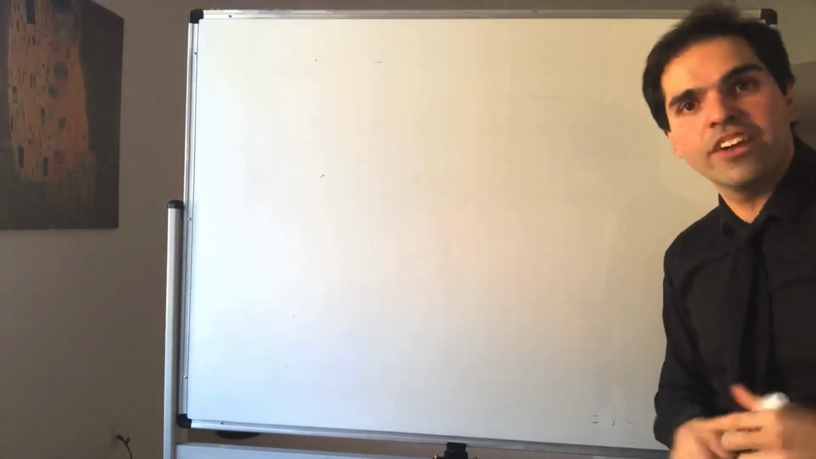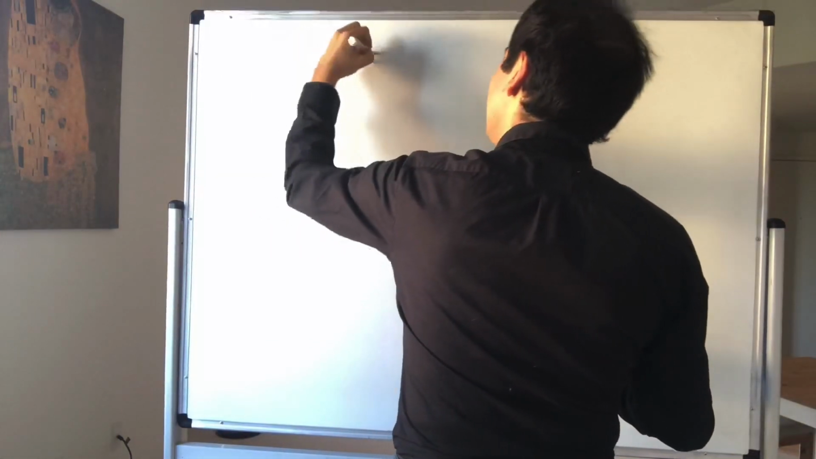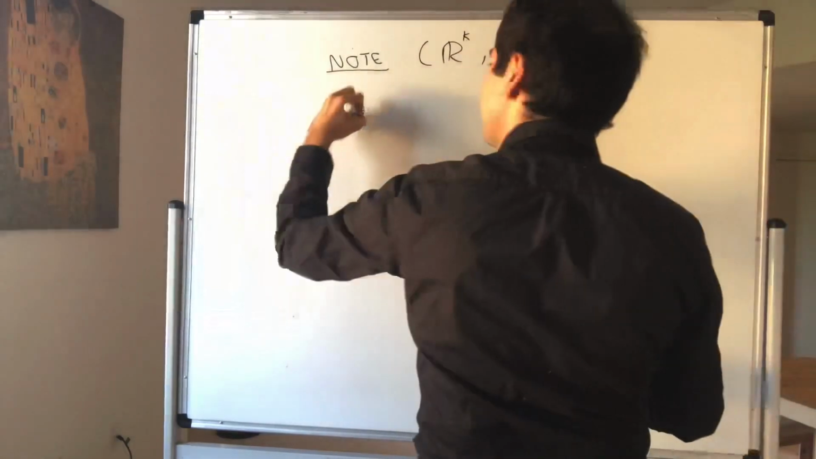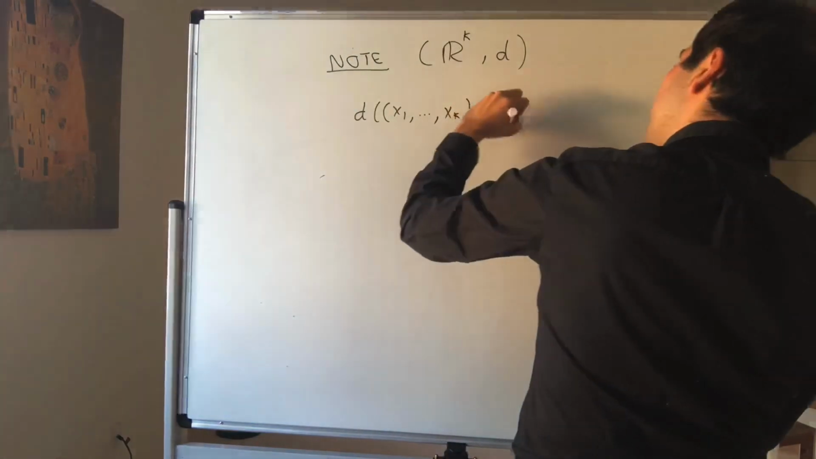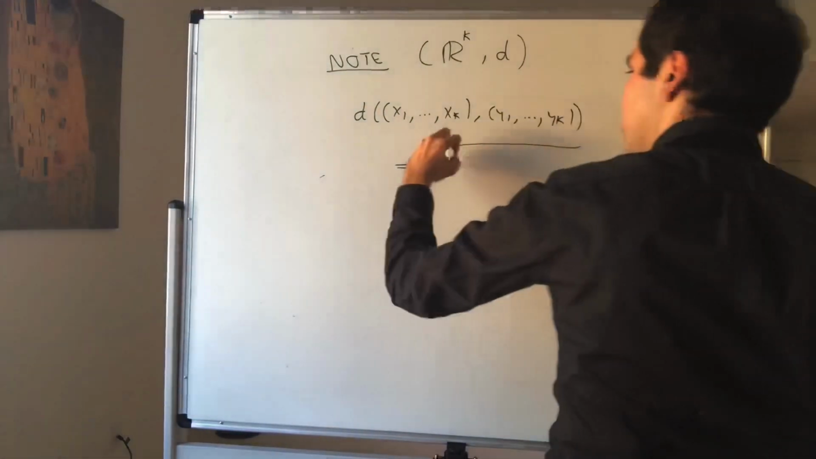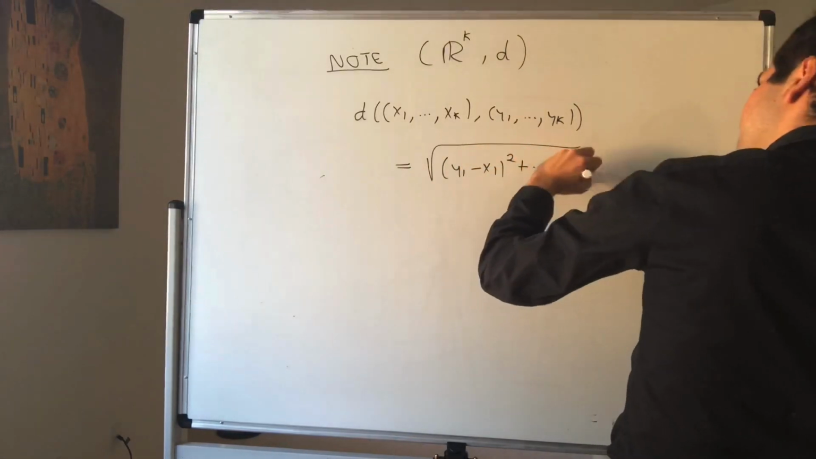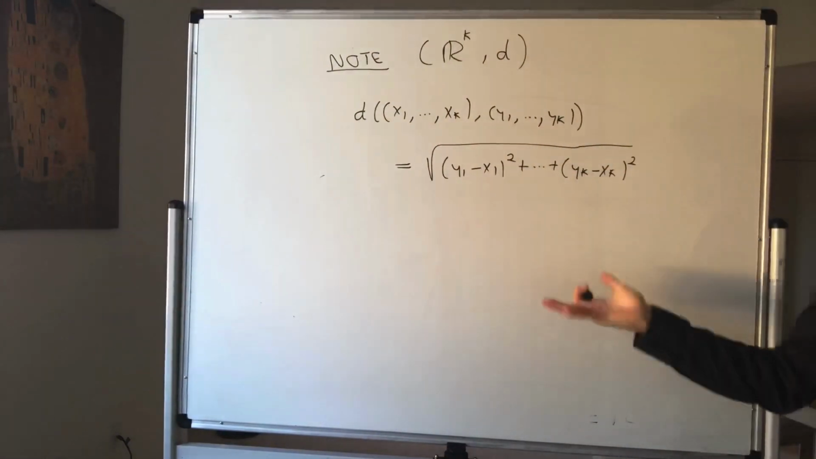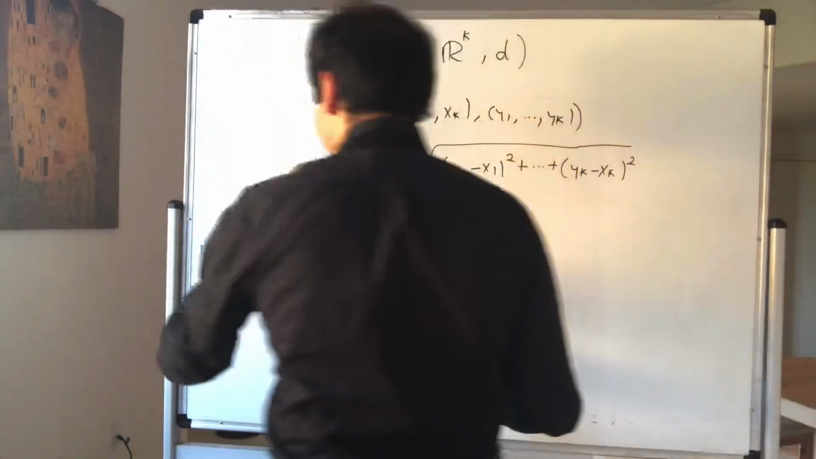And in fact, we can generalize the previous thing to Rn, or the book calls it Rk. So note, there's also Rk and d, where the distance between x1 up to xk and y1 up to yk is just the square root of the sum of squares: y1 minus x1 squared plus yk minus xk squared. Okay, so that is one possible metric space for R2, but there are other ones that are even more interesting.